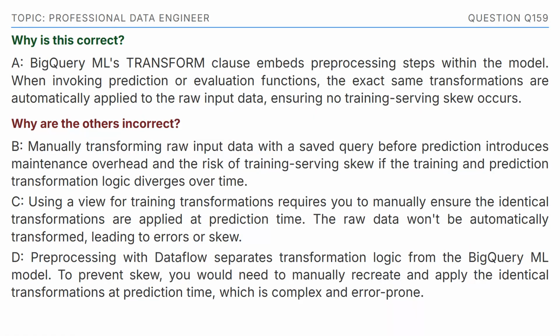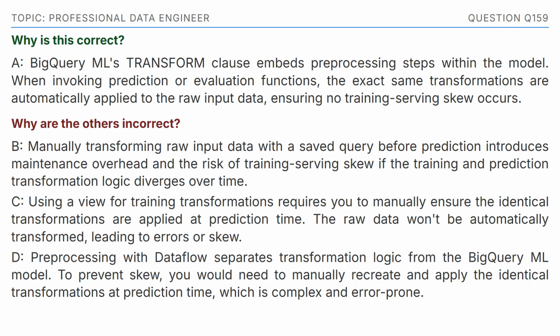Why is this correct? A. BigQuery ML's TRANSFORM clause embeds pre-processing steps within the model. When invoking prediction or evaluation functions, the exact same transformations are automatically applied to the raw input data, ensuring no training-serving skew occurs. Why are the others incorrect?